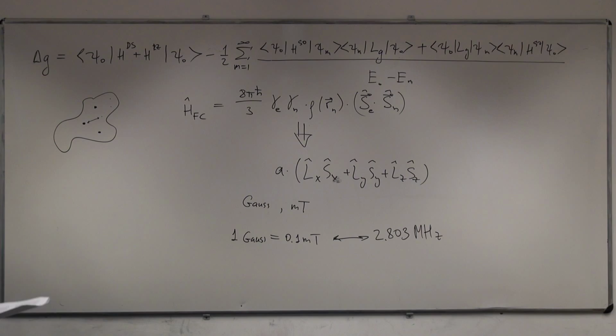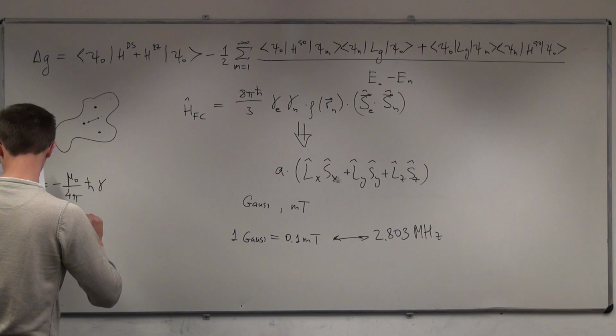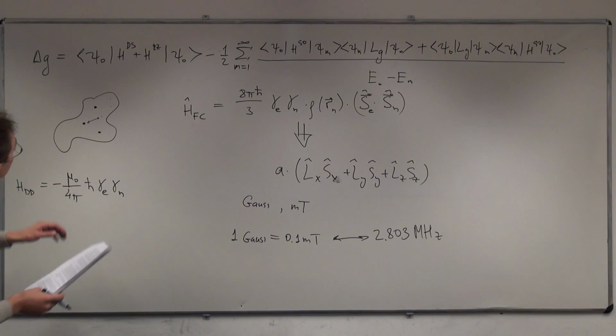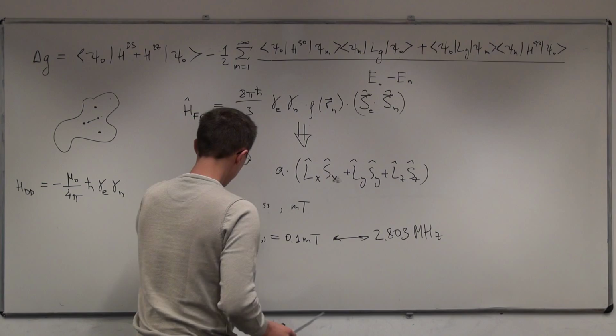And you remember in the case of a nucleus-nucleus interaction, what we simply had is that dipolar matrix, and I'll remind you what that was. H_DD was minus mu naught over 4 pi, then h bar, then the magnetogyric ratio of the electron, the magnetogyric ratio of the nucleus. And if the electron were a point object, like the nucleus is, then we would have had just the standard dipolar interaction in there, which I derived in the previous lecture.